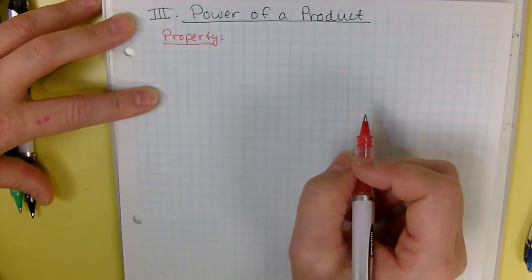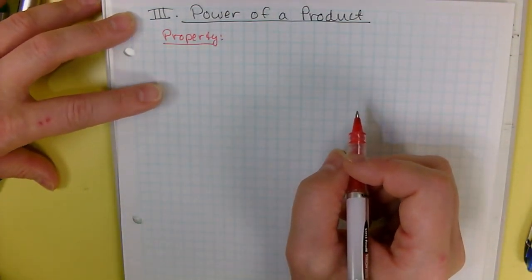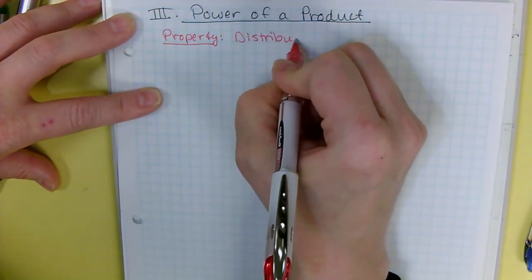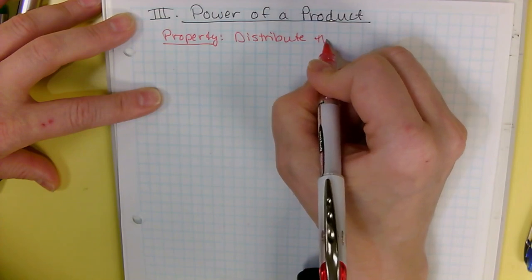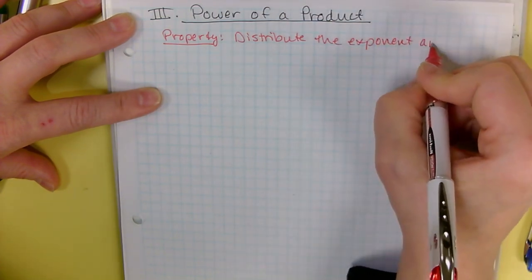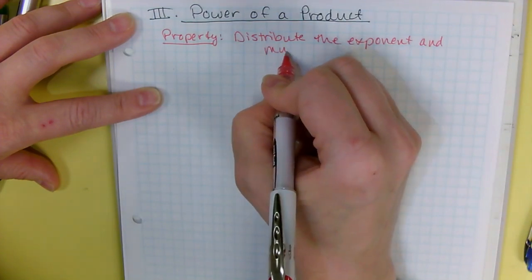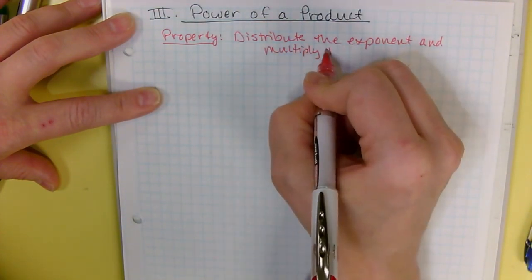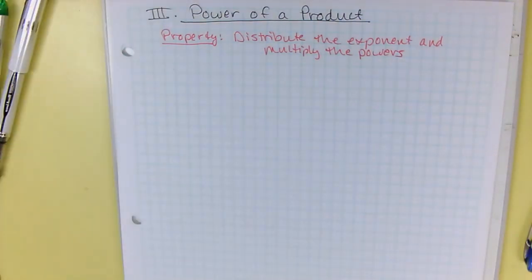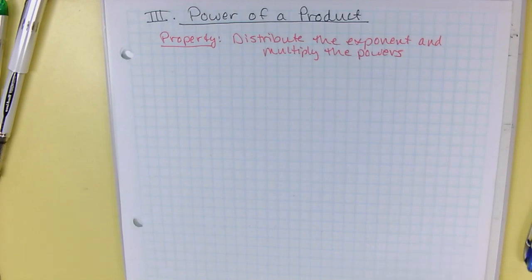All right, so the property for power of a product is you distribute the exponent and multiply the powers. Distribute the exponent and multiply the powers.